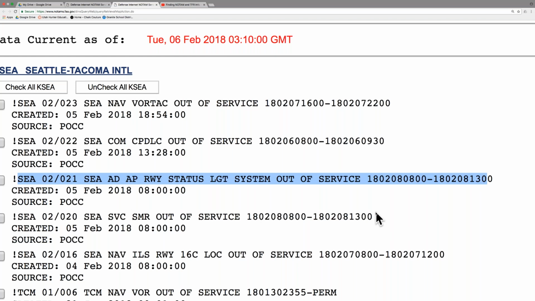At Seattle International, it will be the 21st NOTAM of February. It's still at Seattle. The aerodrome AP, I don't know what the AP stands for, but runway status lighting system is out of service from February 8th, 2018 at 8 a.m. to February 8th, 2018 at 1 p.m. Okay, good.